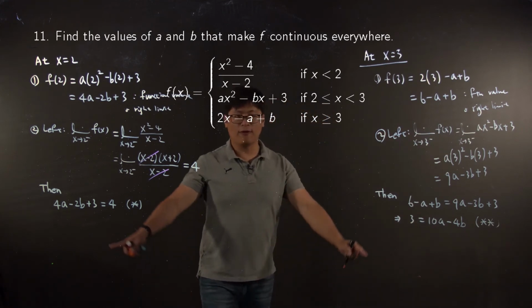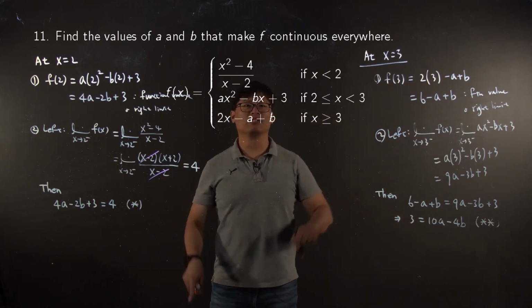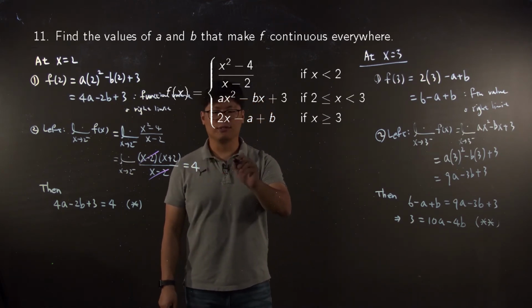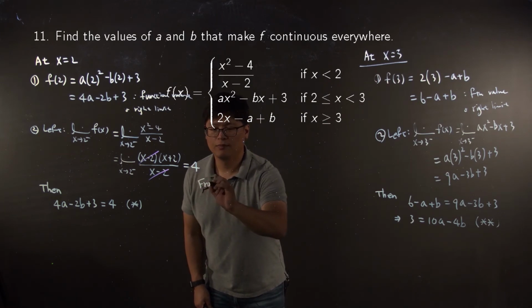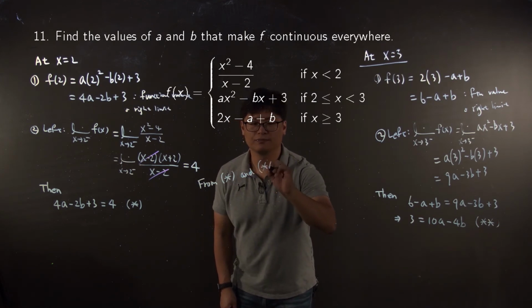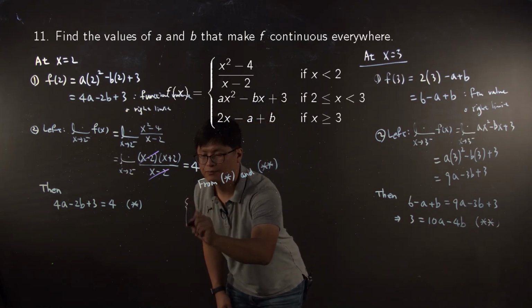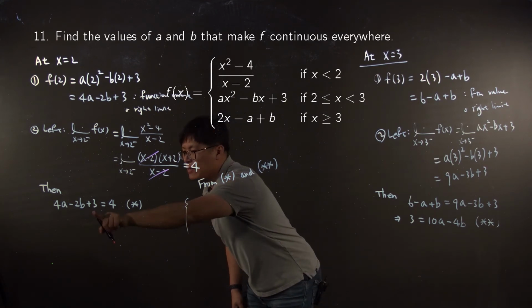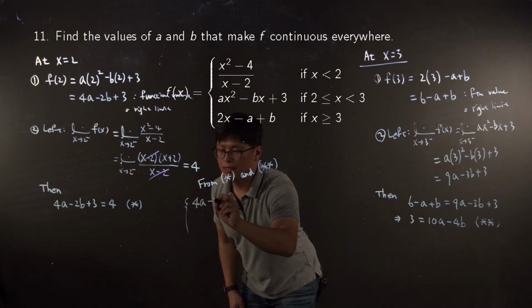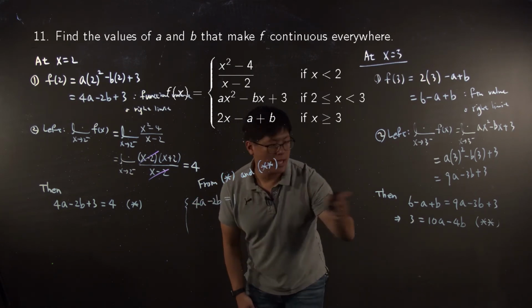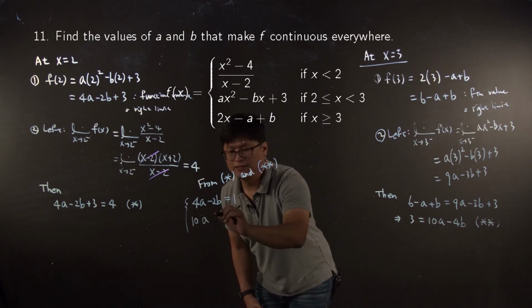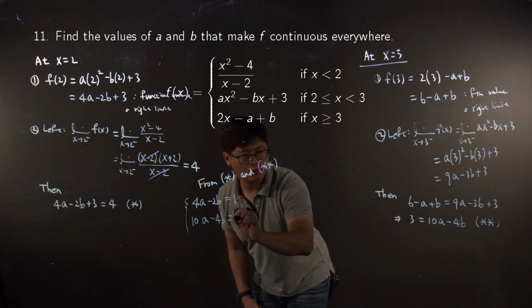Now, can you find it? Star and double star. We can set up the linear system. Let me come back to the center. From star and double star, in the star equation let me subtract 3 on both sides. Then it is 4a minus 2b equal to 1. And the double star: 10a minus 4b equal to 3.